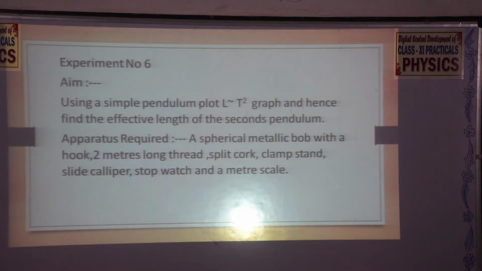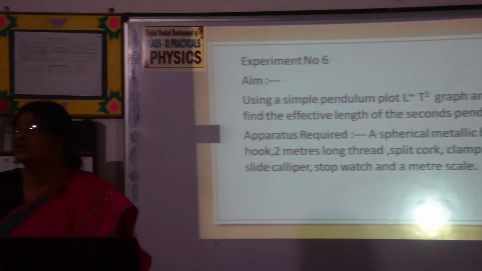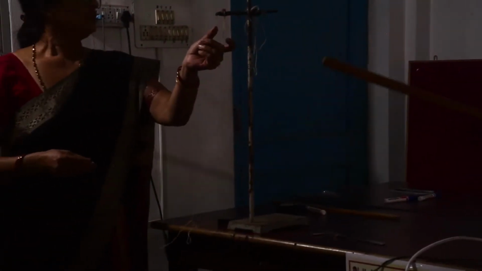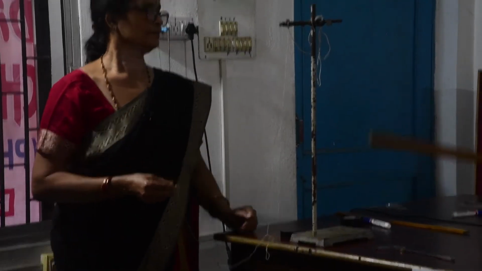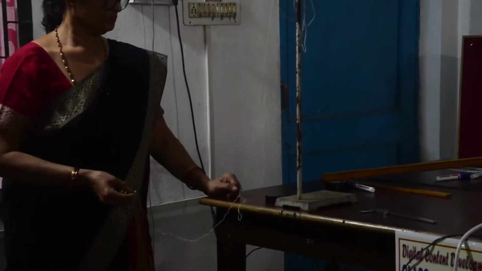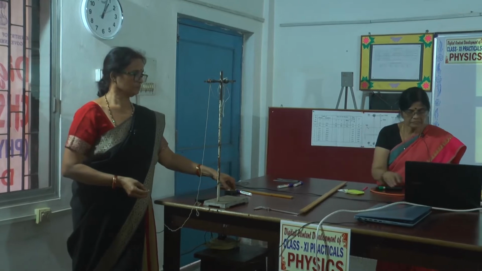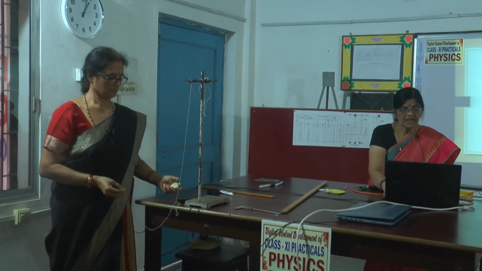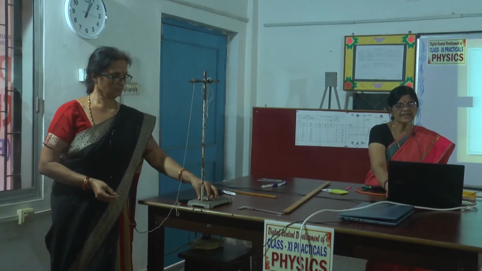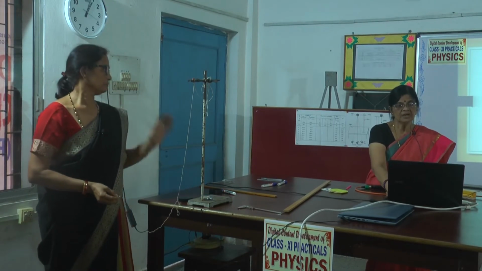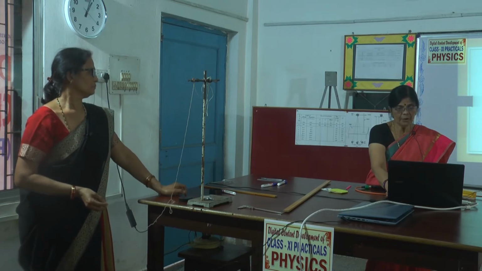So here you find there's a meter scale, there's a slide caliper, and a bob with a hook, which I'm showing you. There is about a 2 meter long thread, and a split cork which is fixed in a vertical stand, and you have a stopwatch. This is the simple harmonic motion diagram that is to be drawn on the left side of your record.